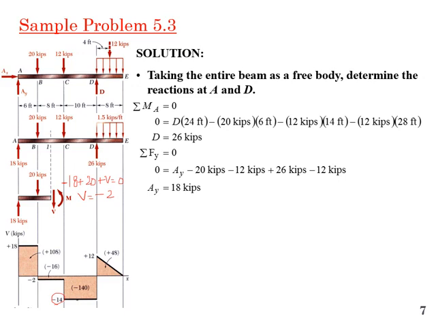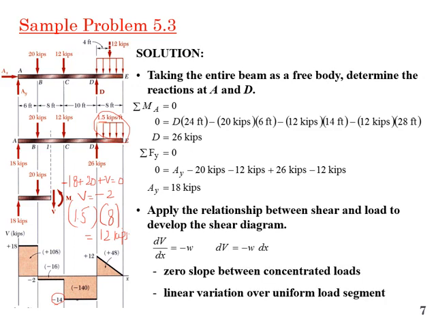Now if I look at this distributed load from D to E, the shear force at D will be equal to the area under the load curve. That is simply equal to 1.5 multiplied by 8, so that is equal to 12 kilopound, and it will obviously be 0 at E. So this is the shear force diagram. We apply the relationship between shear and load to develop the shear diagram: a zero slope between concentrated loads and linear variation over the uniform load segment.